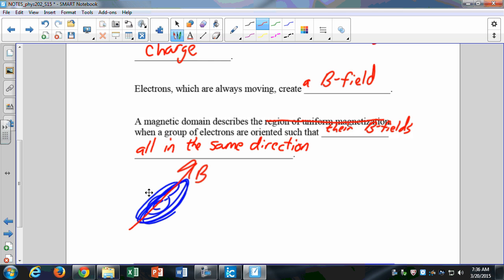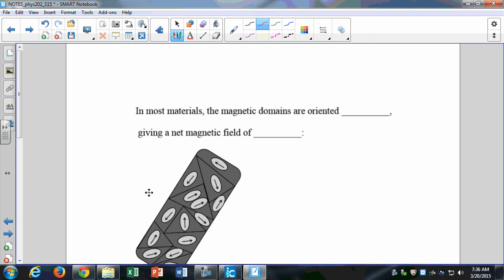And when I have a bunch of electrons together, and they're all aligned in the same direction, we call that a magnetic domain. So a magnetic domain is when you have this group of electrons that are all oriented so that their magnetic fields are all in the same direction. So within a material, you have this small region of uniform magnetization. Okay? So within you have these magnetic domains, because we all have electrons, right? Electrons are in everything. So we all have these magnetic domains.